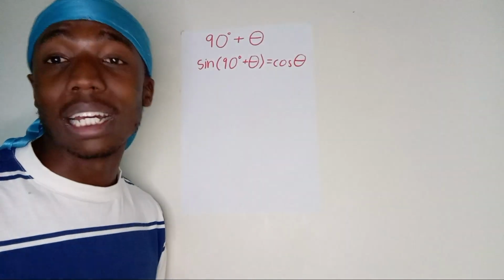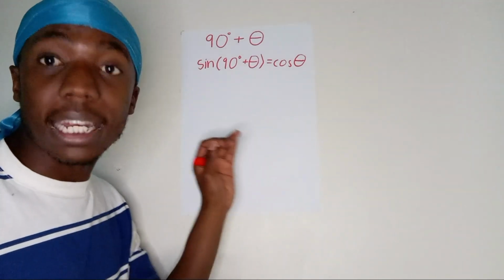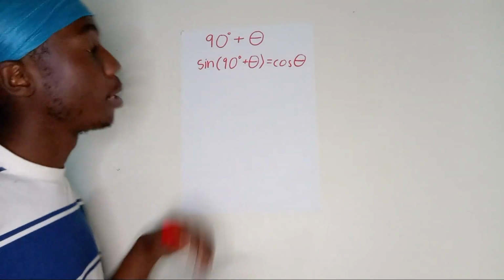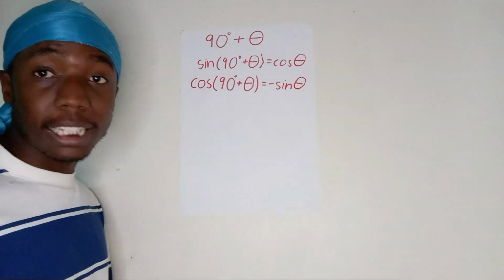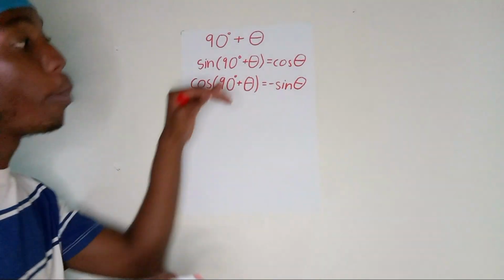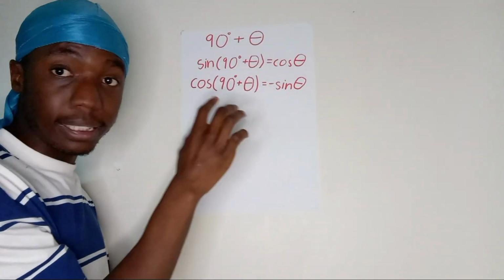But now things are going to start getting interesting. Let's see what happens when we bring out cos 90 plus theta. I'm going to show you guys something. So now, when it's cos 90 plus theta, it becomes negative sine theta, right? Remember, you just need to memorize these two for 90 plus theta, just like the previous one.